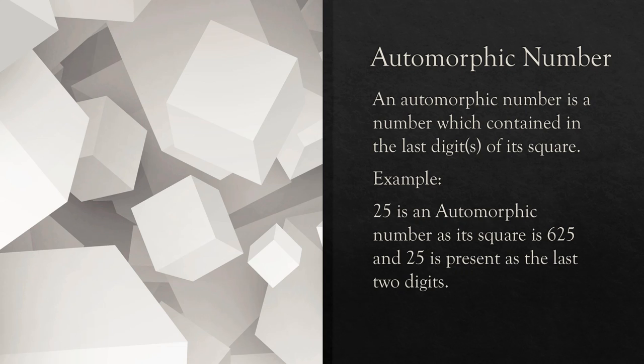You can take an example of 5. The square of 5 is 25. Since 5 is a single digit number, you have to take the last digit, which is equal to 5. So 5 is also an automorphic number. So you are going to see how to solve it in Java.